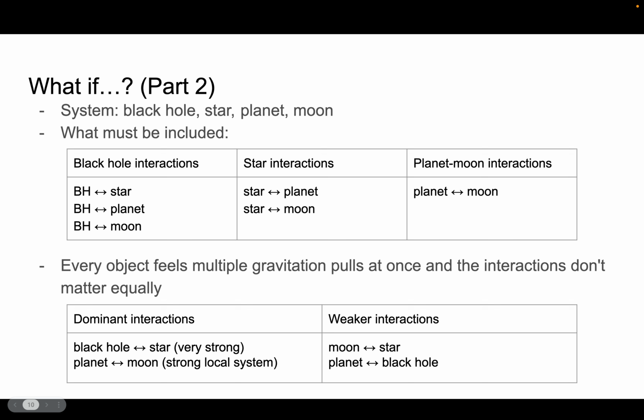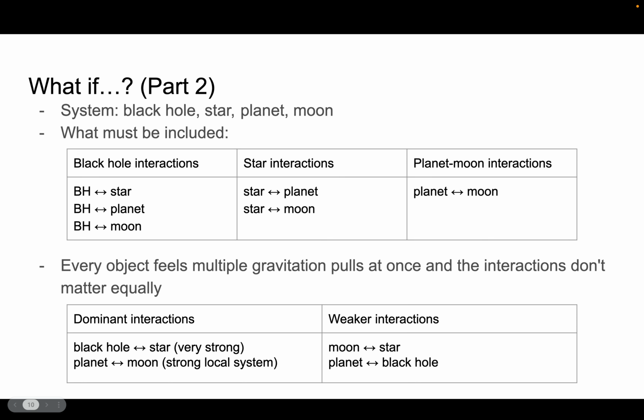So in Part 2, what if we consider the entire system? In this case, the system would be the black hole, star, planet, and moon. So what interactions must be included? For the black hole, we have to include the interactions between the black hole and the star, planet, and moon. For the star, we have to consider the interactions between the star and the planet and moon. And we also have to consider the planet and moon interactions, both ways.